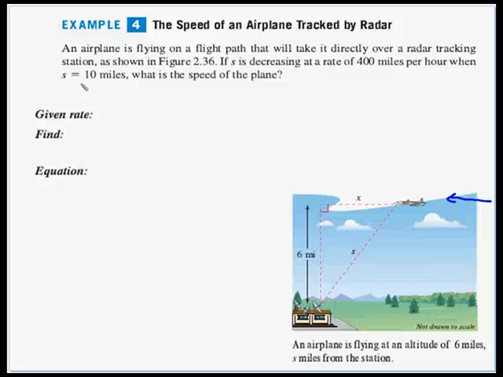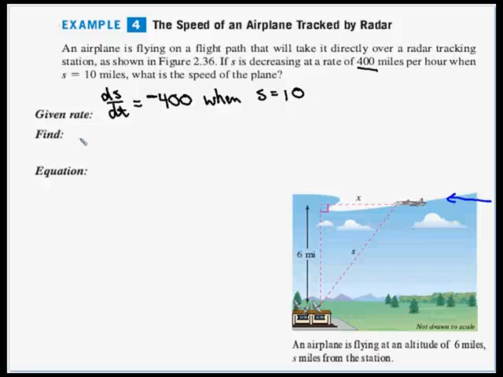So let's start filling out some of the relevant information we're going to need here. It might be easier to start with the given rate. What rate did they give us to start the problem? Well, S is decreasing at 400 miles per hour. So S is decreasing, so that's going to be our ds/dt. And that's equal to, it's decreasing at 400 miles per hour. So are we going to put a 400 here, or is it going to be a negative 400? It's got to be negative because that length is decreasing. So ds/dt is negative 400 when, what is our snapshot in time here? When S equals 10 miles.